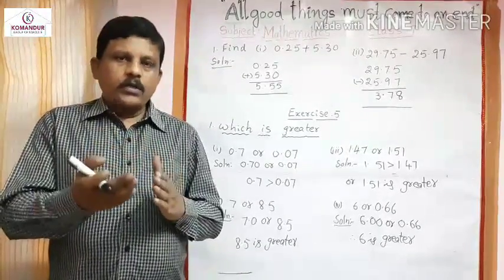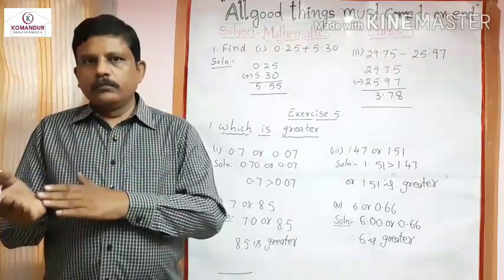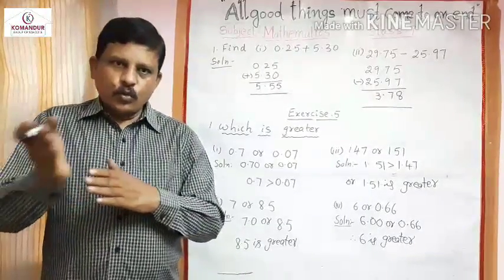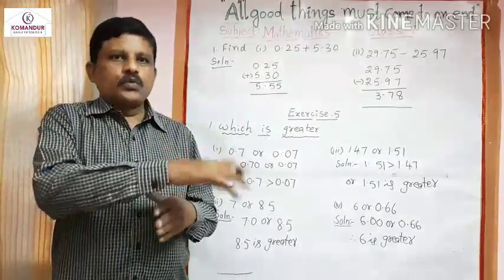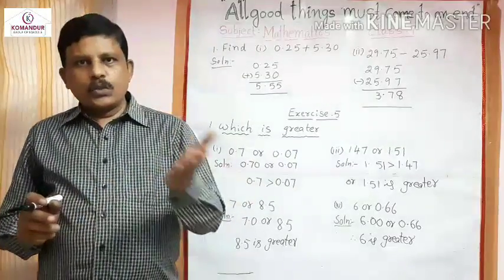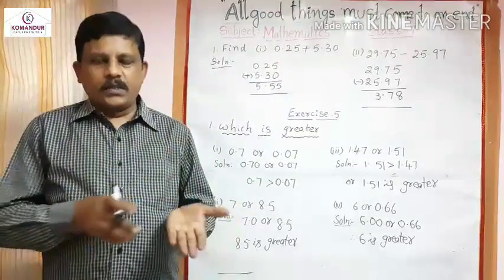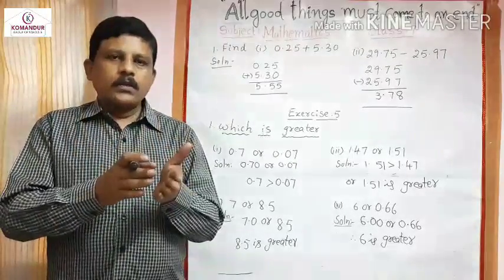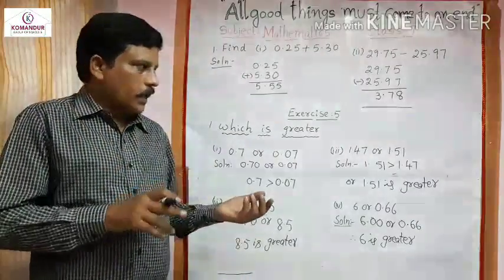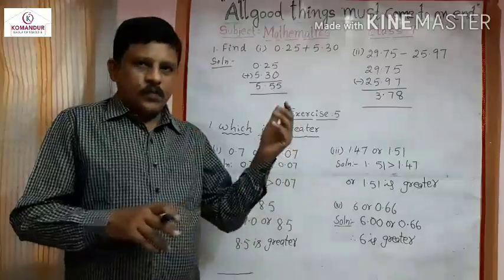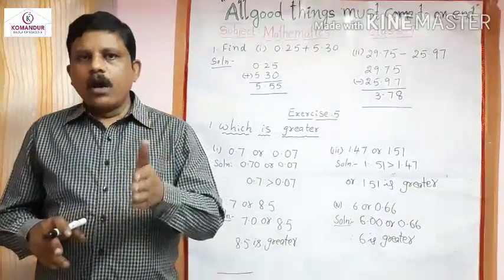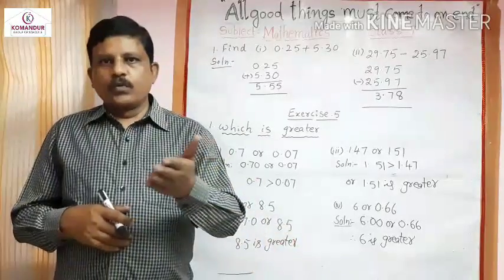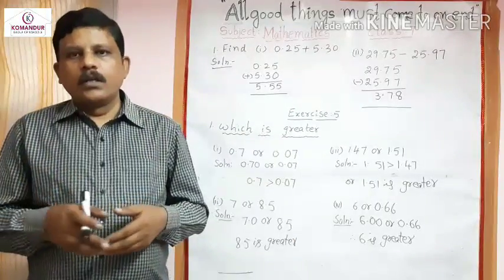How to convert centimeters to meters, meters to kilometers, or kilometers to meters, meters to centimeters, rupees to paisa, paisa to rupees. Again, place values: 3 is in which place? Suppose one decimal number is given, 7 is in which place, the tenths place, hundredths place or units place. These questions we will discuss in the next class.